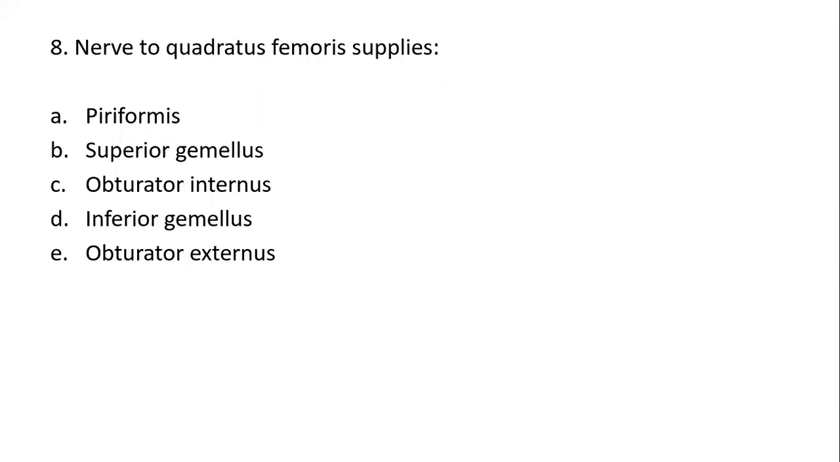Next question is nerve to quadratus femoris supplies. It's a very tricky question because nerve to quadratus femoris supplies at least two muscles. One is of the same name, that is quadratus femoris, and then there is another one. And you have to pick that another one from the mentioned options. Is it either piriformis, superior gemellus, obturator internus, inferior gemellus, obturator externus? And you can apply the exclusion strategy when it comes to picking up the right option. So all the best.